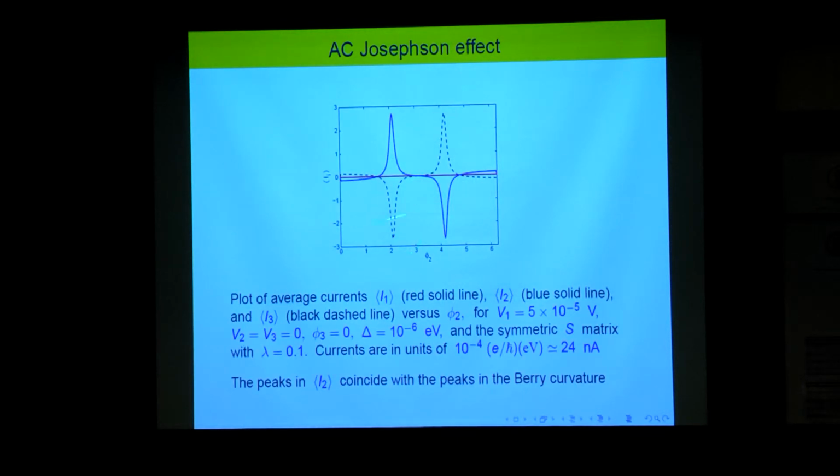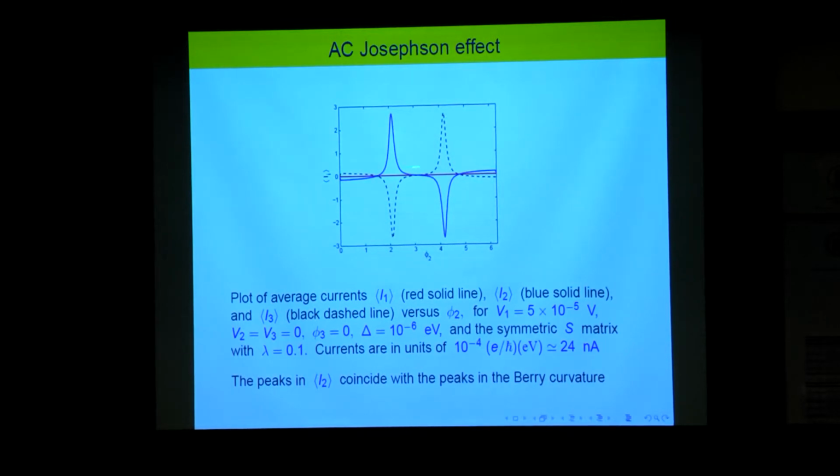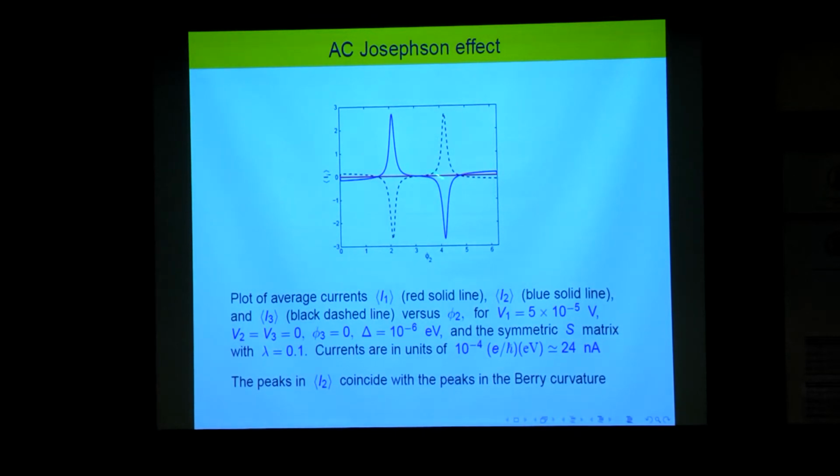Okay, so here are some pictures of this. I'm plotting the current in the wires. The blue is I2 and black is I3, they're always equal and opposite. So as a function of phi 2 you get this plot. Notice that there are peaks in them which are exactly the places where you have peaks in the Berry curvature in the previous plots that I showed you. So the peaks in this current coincide with the peaks in the Berry curvature. This is for the case of the symmetric S matrix at the junction.